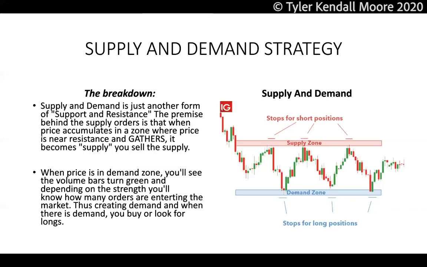Okay, so when price is in a demand zone, you'll see volume bars. Sometimes people use volume. What I'm talking about is just other tools that traders use to further their analysis. There are all different types of tools that you can use to push your analysis to the next level. But first you have to understand the candlesticks, your Japanese candlesticks, understand what you're reading, and then you can add tools to your mix. When price is in the demand zone, you'll see the volume bars turn green, and depending on the strength, you know how many orders are entering the market, thus creating demand. And where there's demand, you look to buy or go long.